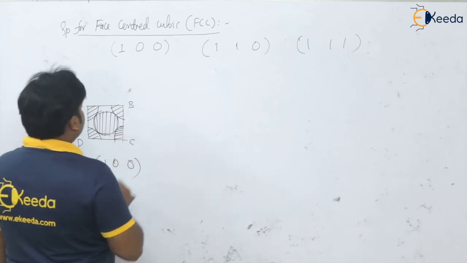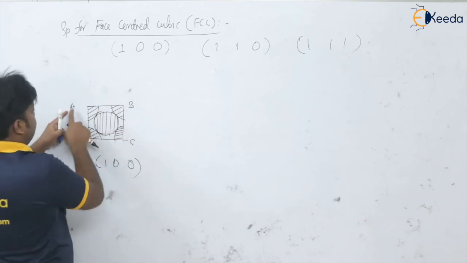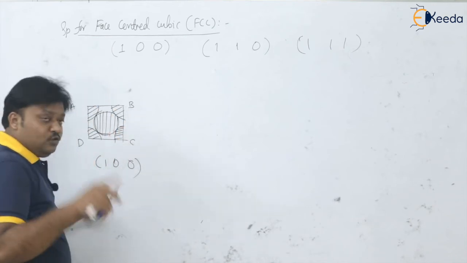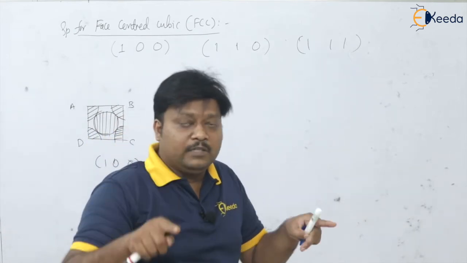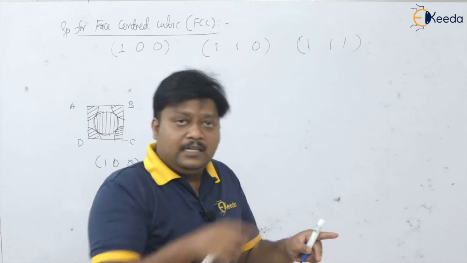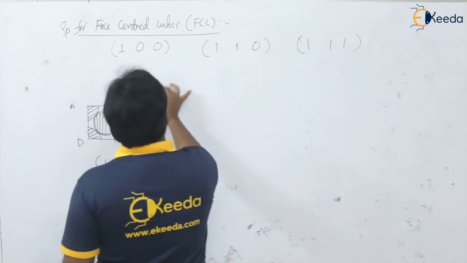So this is the face centered cubic structure, and I am taking plane ABCD. On the corner atoms, 1/4 atom is there. On the corner, 1/4 atom is already there, and now on the face there is one atom. So what are the number of atoms?